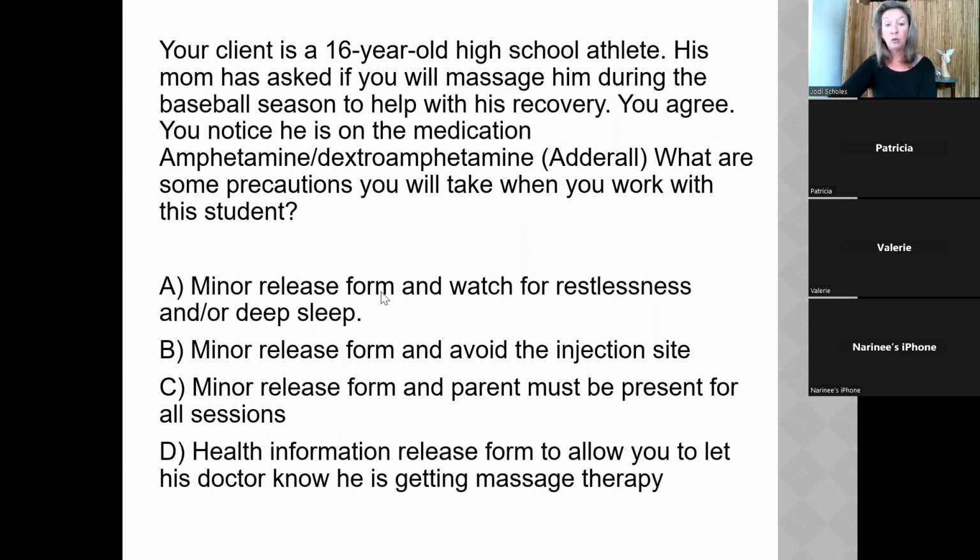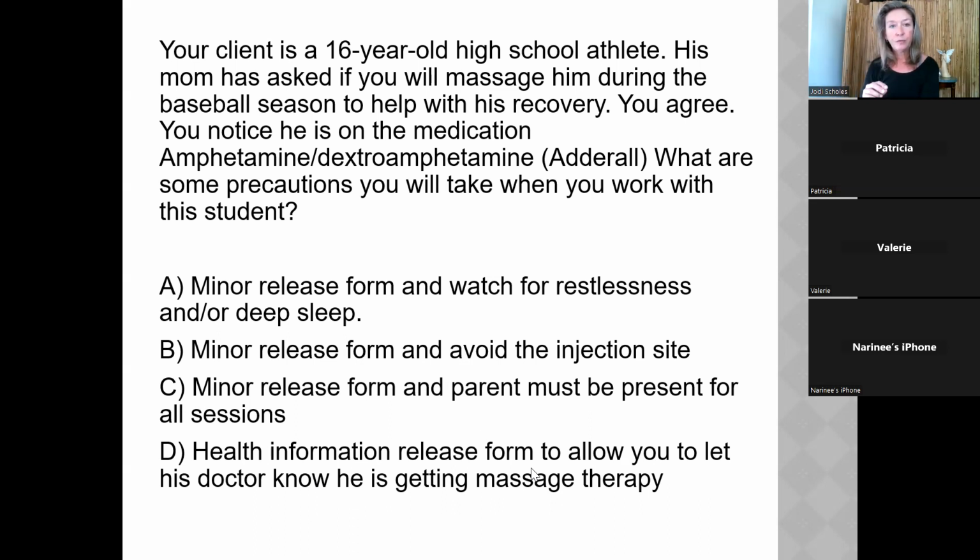A, minor release form and watch for restlessness or deep sleep. B, minor release form and avoid the injection site. C, minor release form and parent must be present for all sessions. D, health information release form to allow his doctor to know that he's getting massage therapy.